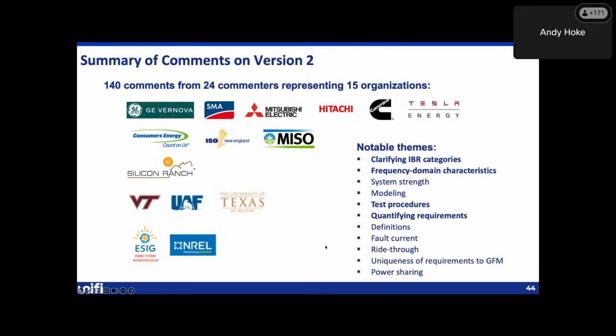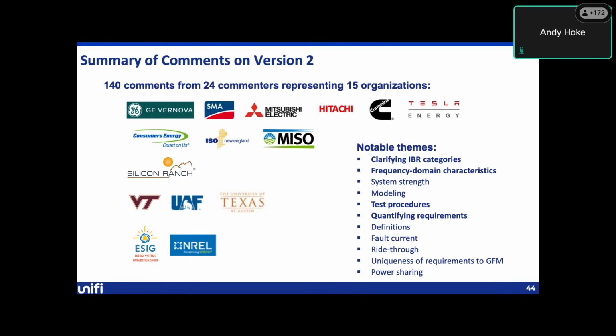Okay, so we got a bunch of comments from a bunch of different organizations. Some of the themes that I bolded here were that we needed to be more clear about what we mean by different categories of inverter-based resources. There were a bunch of comments related to frequency domain characteristics, meaning what's the Bode plot of an inverter-based resource if it's grid forming, and how does that differ from the Bode plot of a non-grid forming resource.